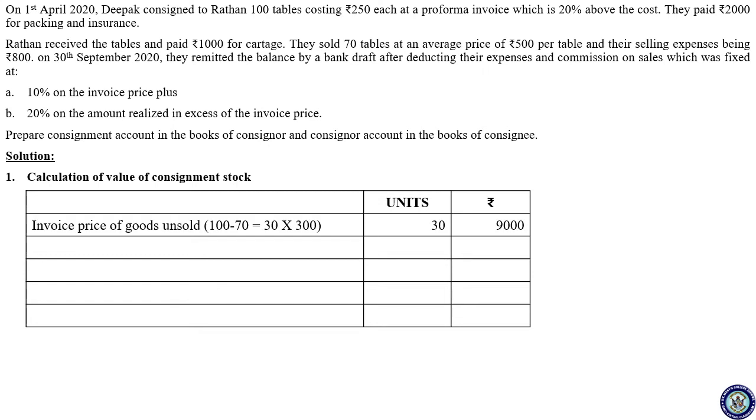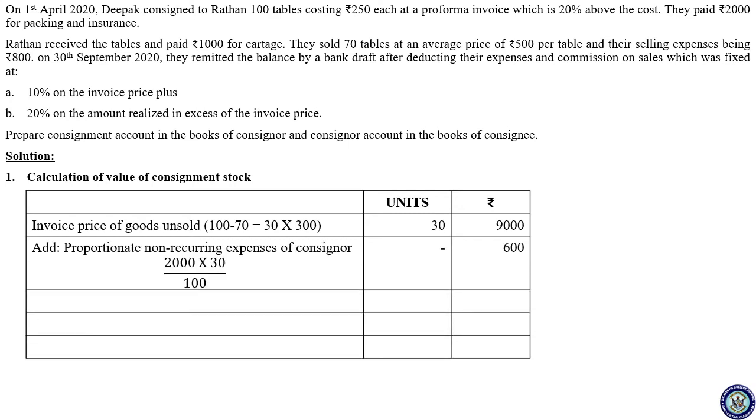Your answer. First you have to write invoice price of goods unsold, that is 100 minus 70. 100 units that was consigned, 70 were sold. There is no abnormal loss, there is no normal loss. So the remaining 30 is the unsold units. On that you have to multiply 30 units by invoice price. So invoice price is 300.